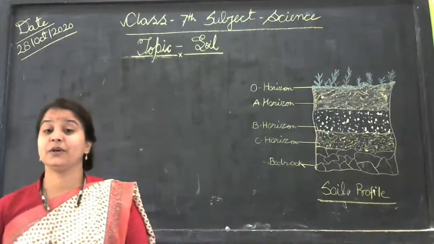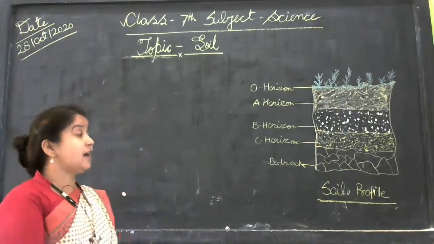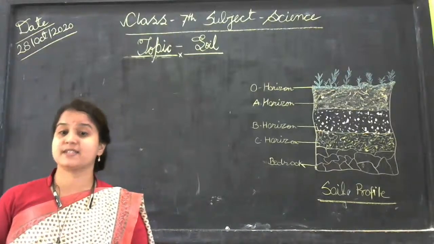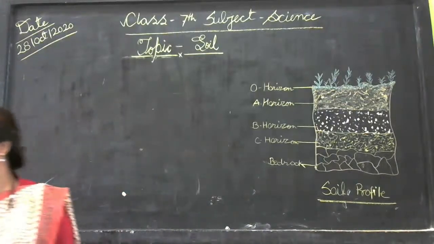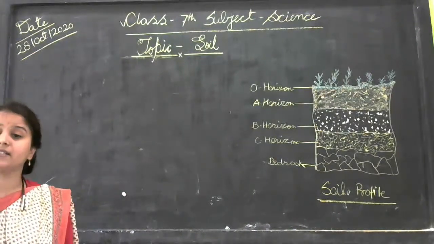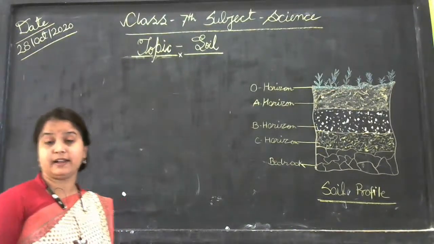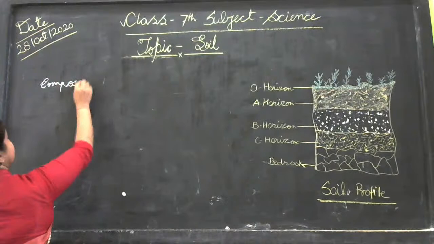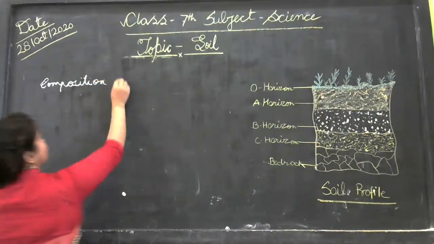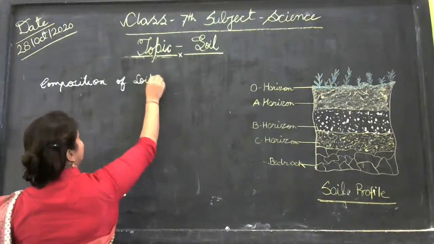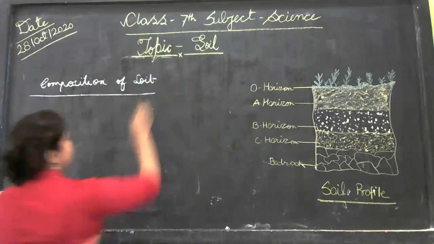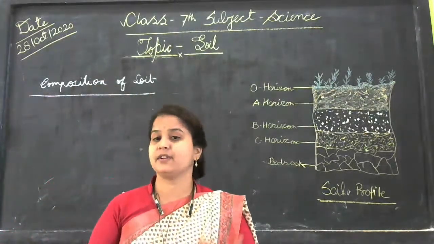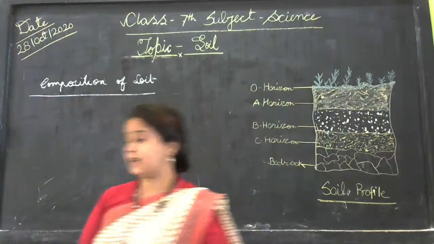Okay, soil profiling. Firstly, let's remember what we have read previously. We have studied that soil is the topmost layer of the earth. Okay, and the next point which we are going to discuss is the composition of soil. So what's there in the composition of soil? Let me tell you that soil is composed of several particles and several things. What are those? Let's discuss that.